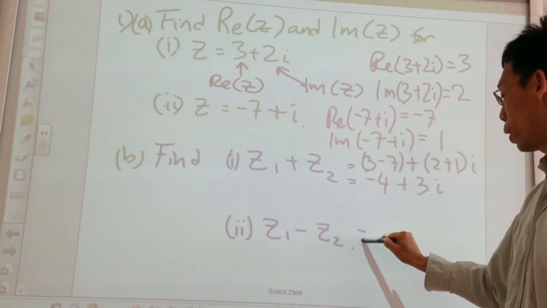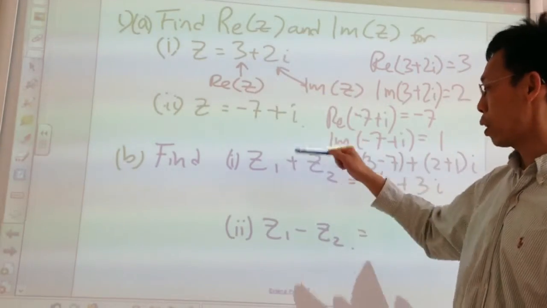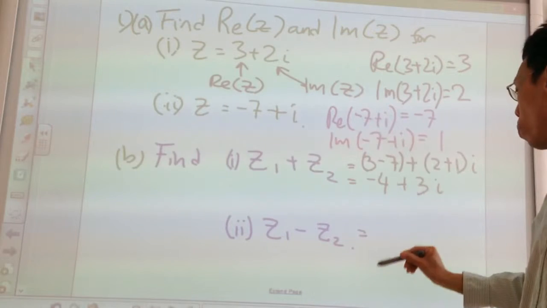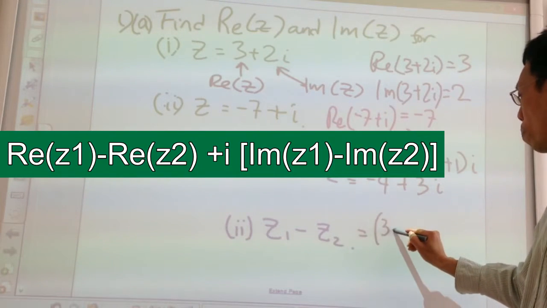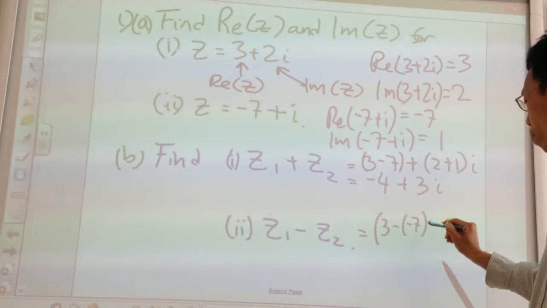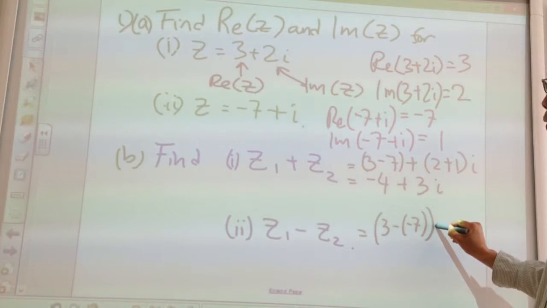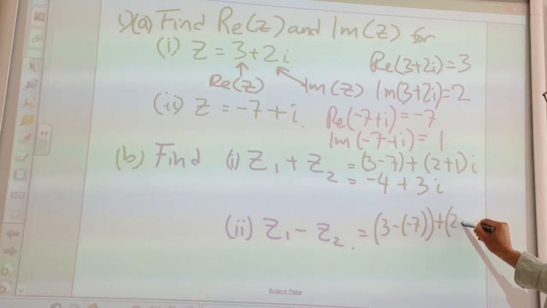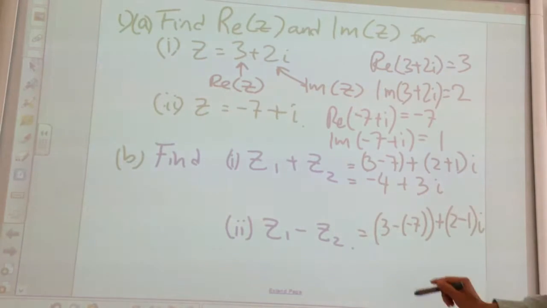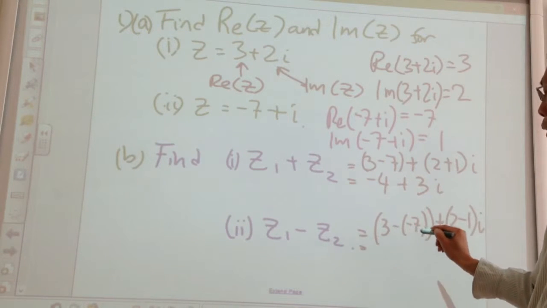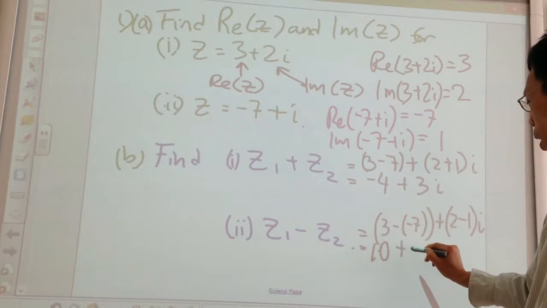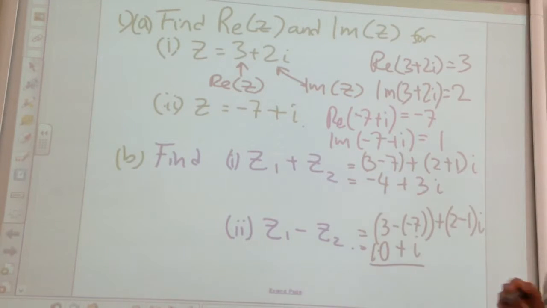And how about subtraction? Well, subtraction is going to be the same. The real parts subtract the real parts, and the imaginary parts subtract the imaginary parts. So in this case, we have 3 minus -7, and then plus 2 minus 1i. So the answer to this is 3 minus -7 is going to be 10, plus i. So here's the answer.